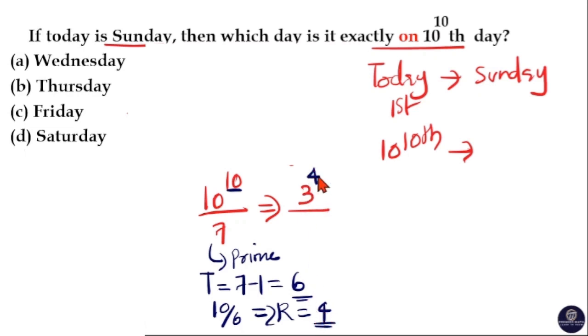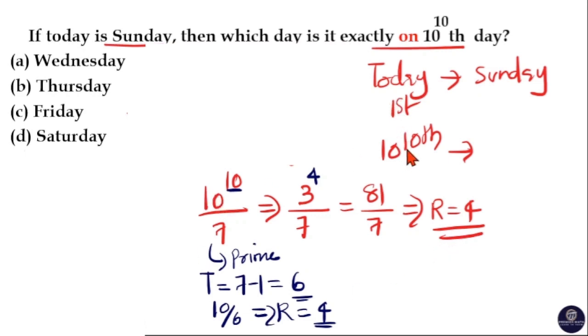3 raised to 4 is the numerator, and in the denominator we have prime number 7. So 3 raised to 4 is equal to 81 by 7. 81 by 7 will give you remainder 4. Remainder is 4 means, here I didn't subtract 1 from 10 raised to 10, which means this remainder 4 includes Sunday as well. So, Sunday plus 3, 1 less from this remainder, will give you Wednesday.